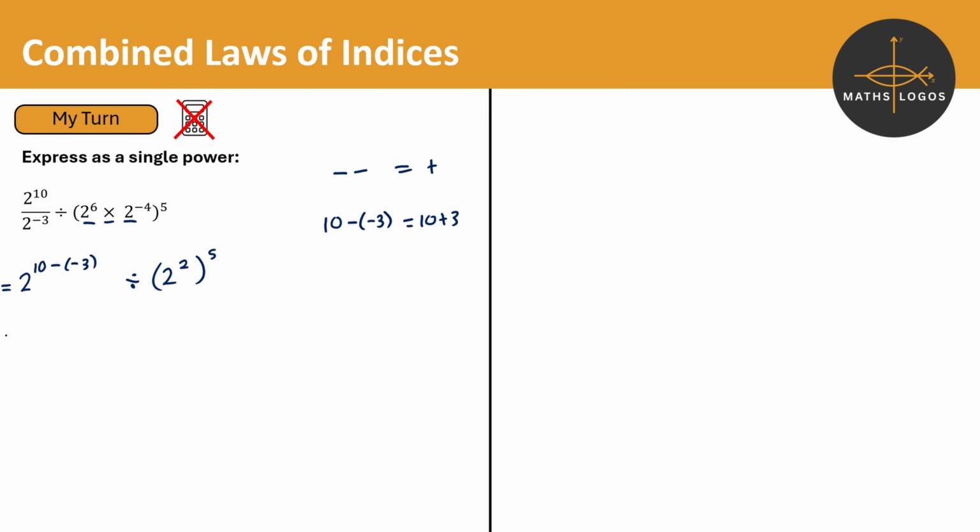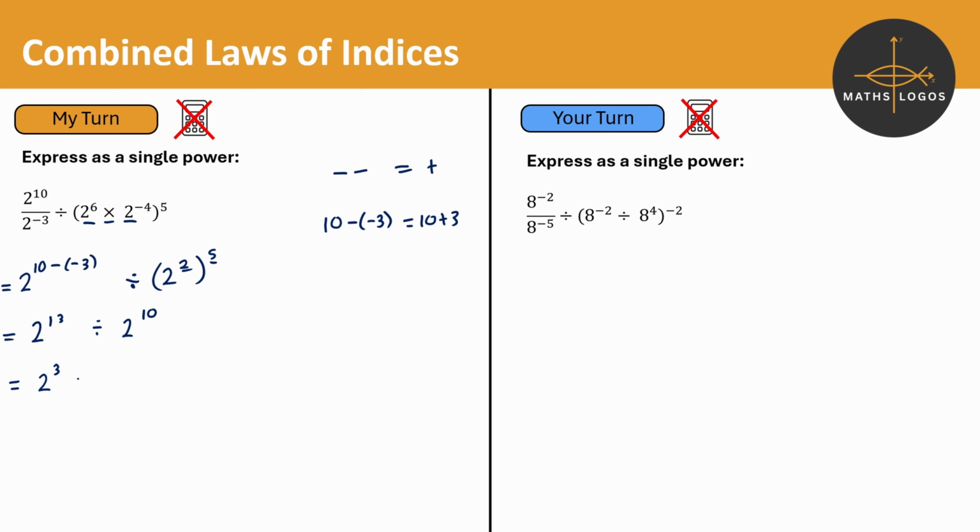So this is going to be equal to 2 to the power of 13 divided by, let's do our power upon a power. 2 multiplied by 5 is 10, so I get an answer of 2 to the power of 10. Last thing I need to do is subtract my indices, so 13 take away 10 is 3. And my final answer is 2 to the power of 3. Pause the video and give this question a go and look out for your negative numbers.